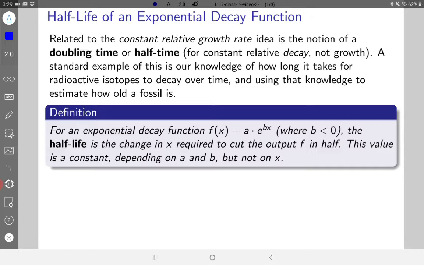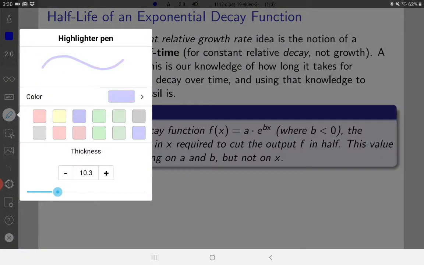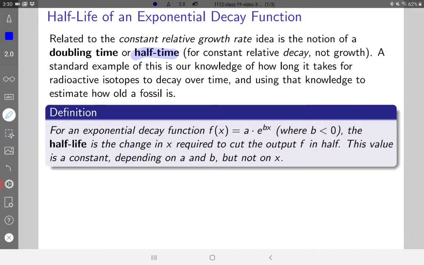In the previous video, we talked about the doubling time of an exponential growth function, and here we have the corresponding notion of a half-time, the opposite of doubling, a half-time for an exponential decay function. For an exponential decay function of this form, the half-life is the change in x, the change in the input, required to make the output half as big.